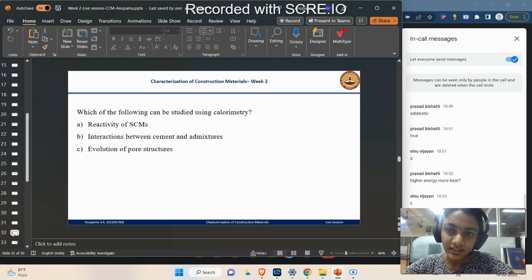Which of the following can be studied using calorimetry? This is a very general question. There are three processes given in the options. First one is reactivity of SEMs. Second one is interactions between cement and admixtures. Third is evolution of pore structures. So which of these can be studied using calorimetry?